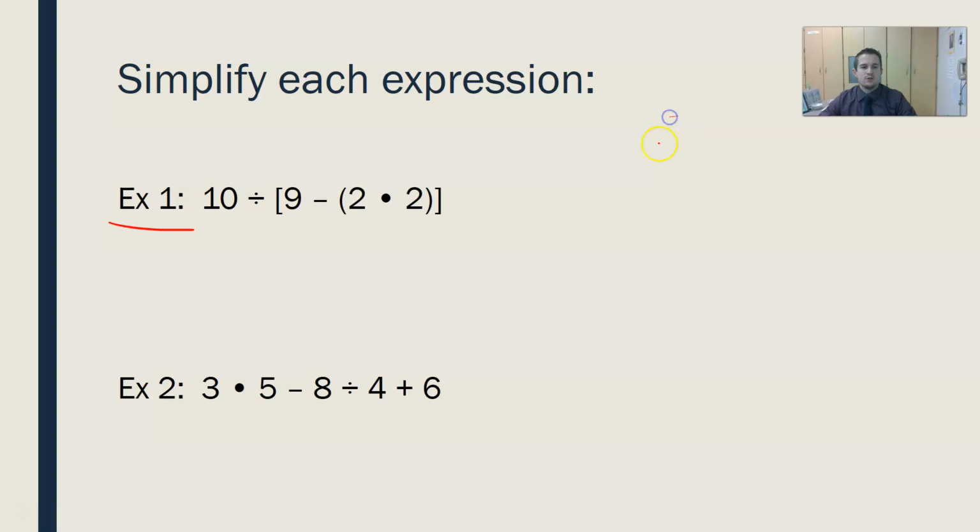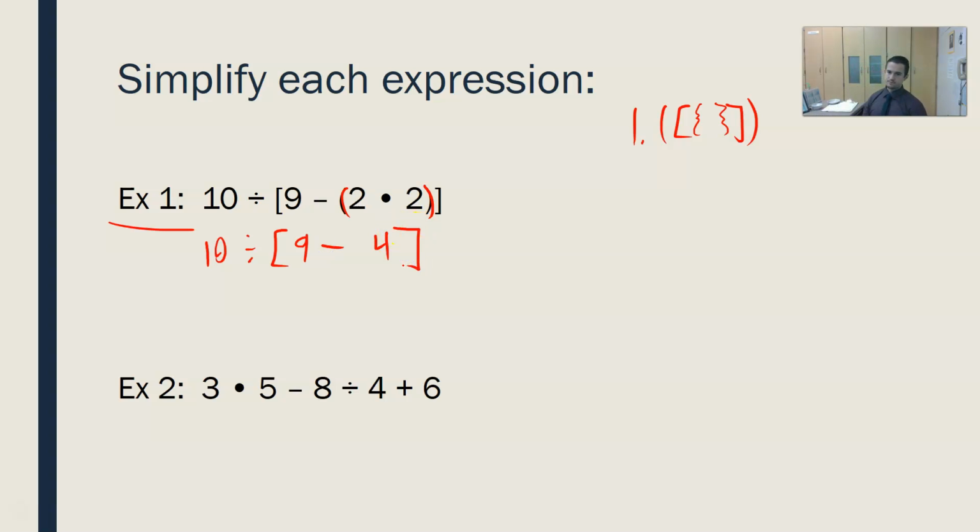So following my order of operations, first I need to look for grouping symbols. I have some grouping symbols right here, these brackets, and then I have some parentheses. So I'm going to start at the very innermost set of those grouping symbols. Right here, I'm going to take 2 times 2, which is 4. That leaves me with 10 divided by bracket 9 minus 4, and then close bracket.